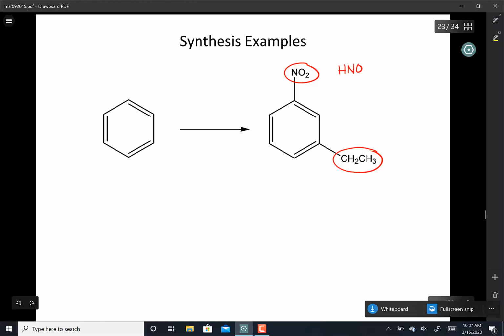Okay, HNO3, H2SO4, and here would be CH3CH2Cl with AlCl3 or FeCl3. In other words, Friedel-Crafts alkylation. Okay. Now, the order of the reagents makes a huge difference.